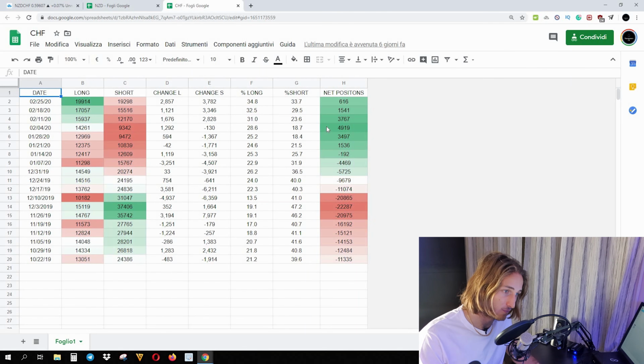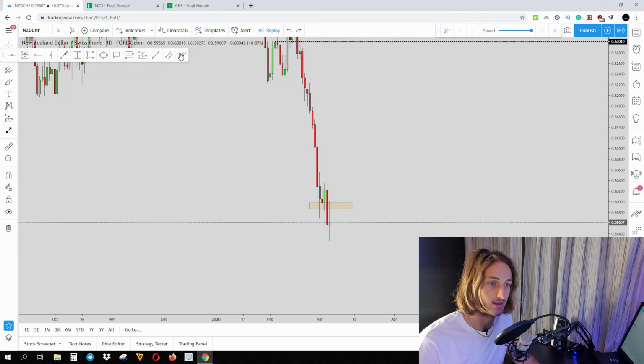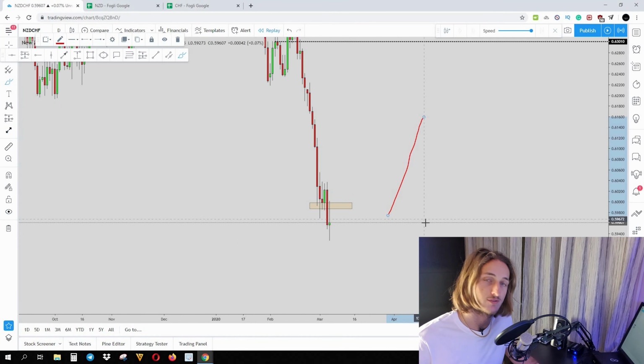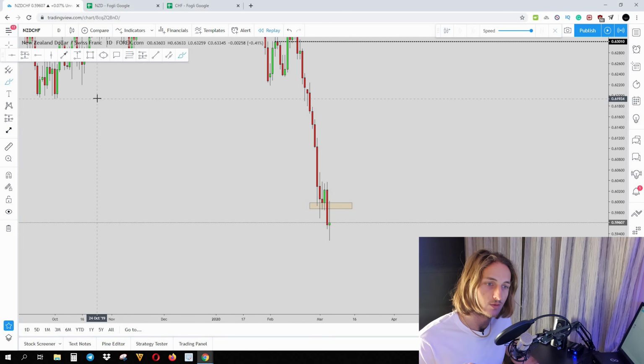And from a CHF perspective, CHF is starting to get weaker. We were at 5K net positions, we're now back at 600, possibly shifting to negative with the next report, because hedge funds have started to add some proper shorts. And when CHF gets weak because hedge funds are adding shorts, NZDCHF is supposed to make a push to the upside.